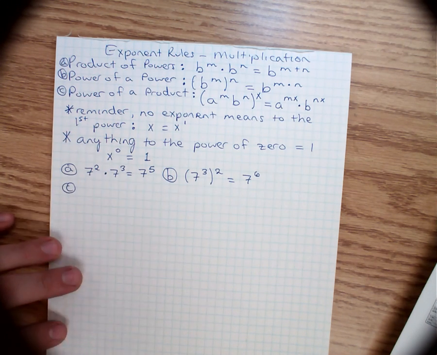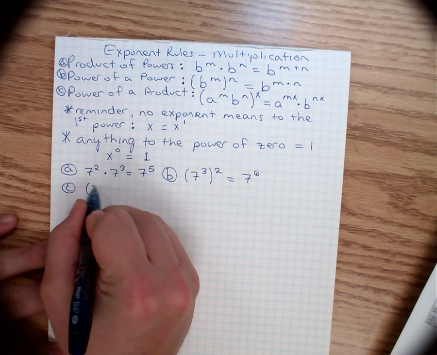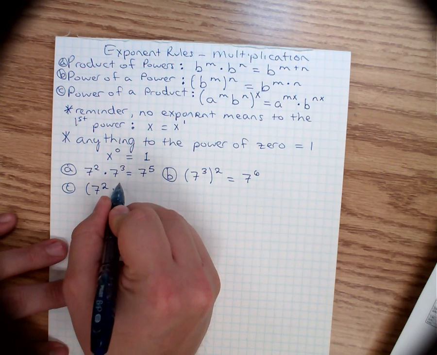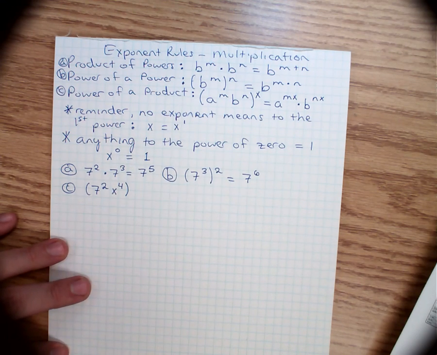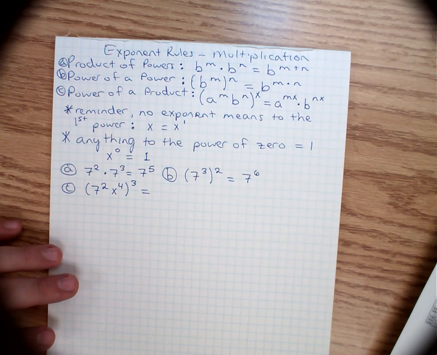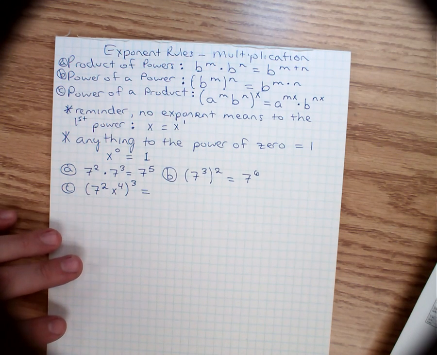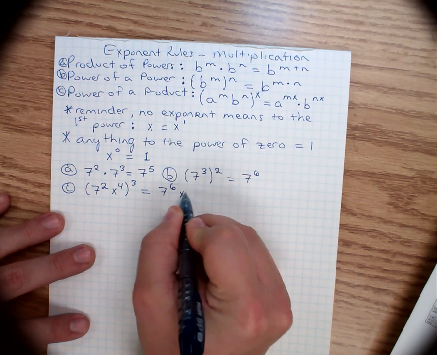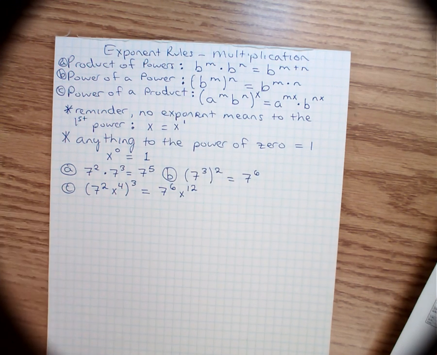And for the last one, let's say I have 7 squared times x to the 4th, and I raise that all to the 3rd power. What's that going to give me? 7 to the 6th, then x to the 12th. That's very good. All right, that's your toolkit entry over exponent rules for multiplication.